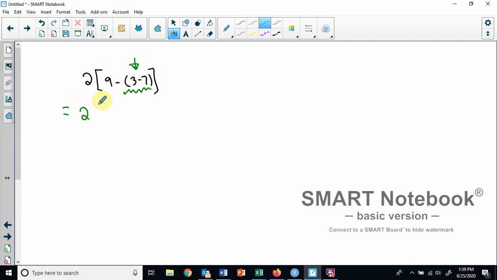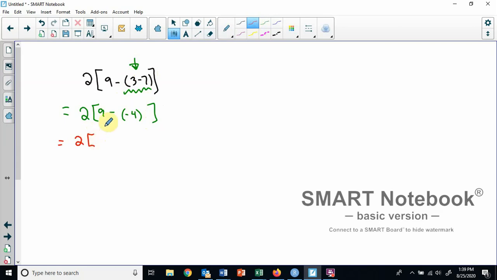So that means I am not messing with any of this stuff yet. I'm just doing 3 minus 7. 3 minus 7 happens to be negative 4. Okay? So I have taken care of this insidemost grouping symbol. Now I can do what is inside the square bracket grouping symbol.